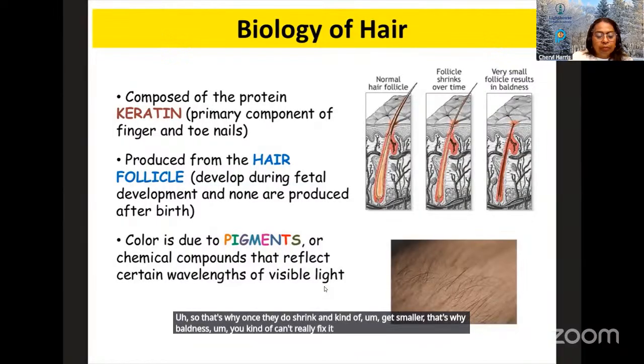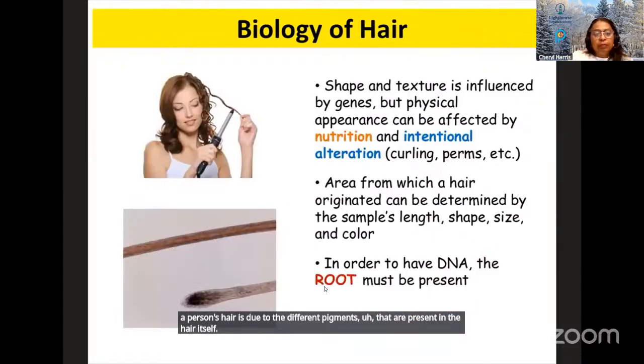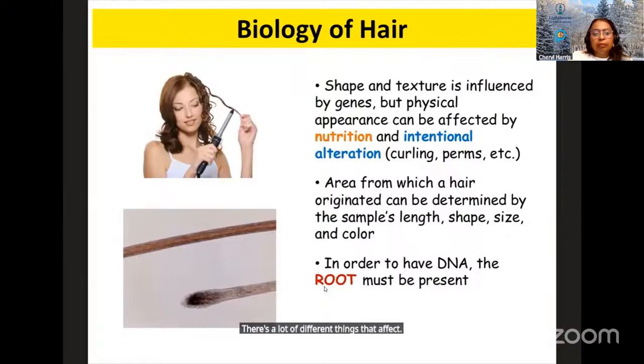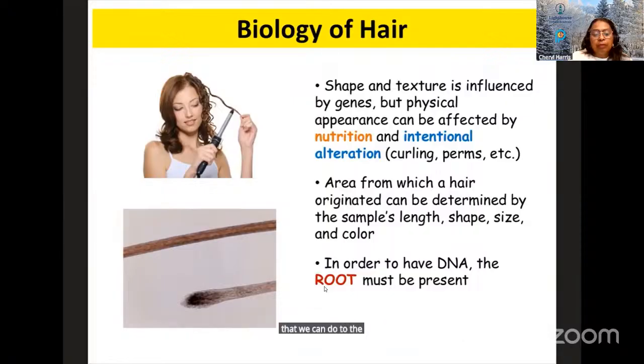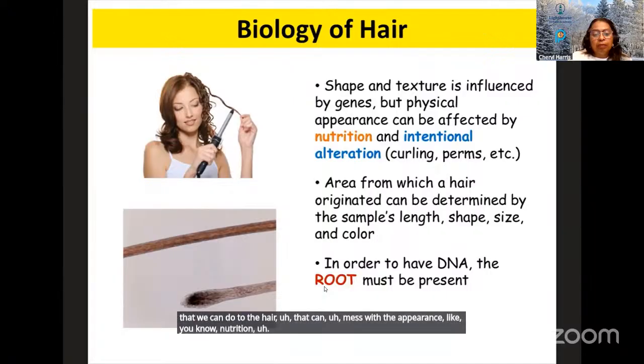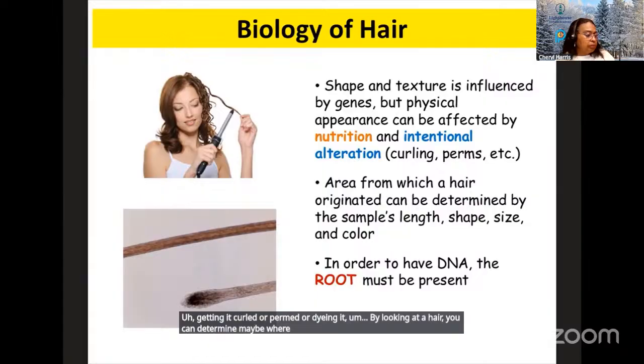So that's why once they do shrink and get smaller, baldness you can't really fix. And then the color in a person's hair is due to the different pigments that are present in the hair itself. There's a lot of different things that affect a person's hair, including genes. Your genes can determine the shape or texture of your hair, but there's a lot of natural things that can affect the appearance, like nutrition. People will also do intentional things to it, like getting it curled or permed or dyeing it. By looking at a hair, you can determine maybe where on the body that hair came from based on its length, shape, or size.